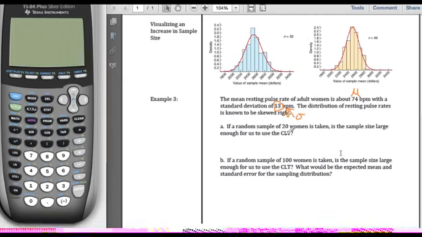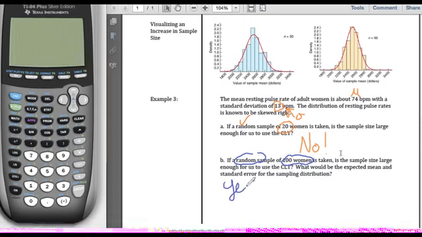A says if a random sample of 20 women is taken, is the sample size large enough for us to use the central limit theorem? The answer is no. It is random, but the sample size of 20 is not large enough. We know we need at least 25, it's 25 or more. B remedies that. It says if a random sample of 100 women is taken, is the sample size large enough for us to use the central limit theorem?